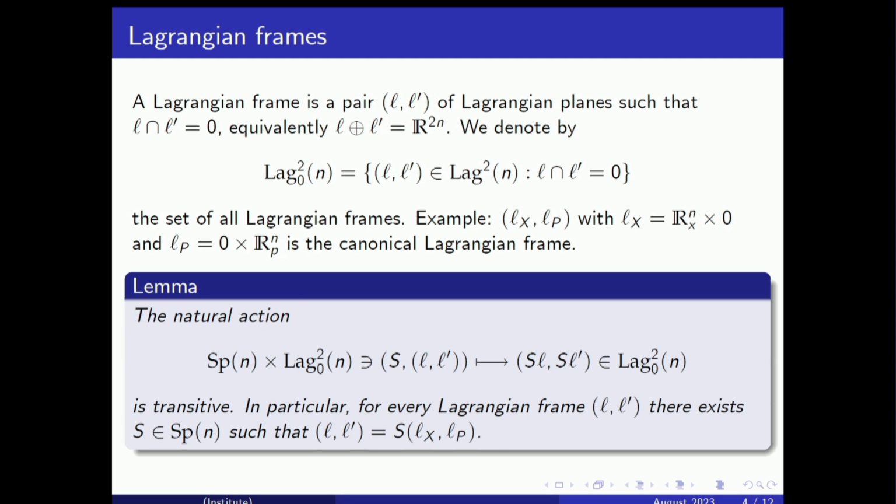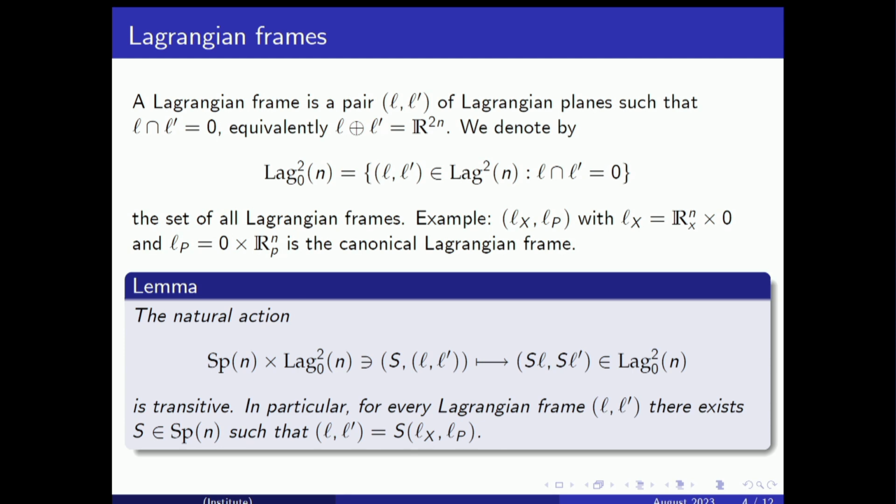It means that if you have a Lagrangian frame and another one, you can always transform the first one into the other using a symplectic transformation. This is a very basic property. It's not very difficult to prove, actually using bases. It's false, for instance, that the unitary group should act on the set of Lagrangian frames, because there you have then questions of angles which intervene.